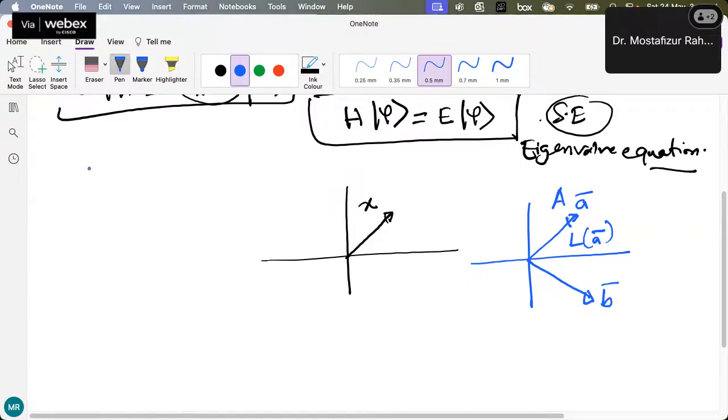These are the linear operations it can perform. But if you find a matrix A and a vector X, I'm writing in the ket format, such that instead of changing the angle, it will only stretch the vector, either this way or this way. So basically this will perform a scaling effect.